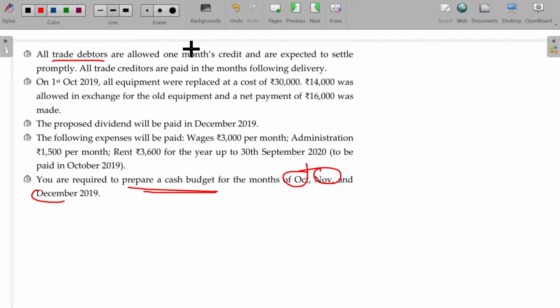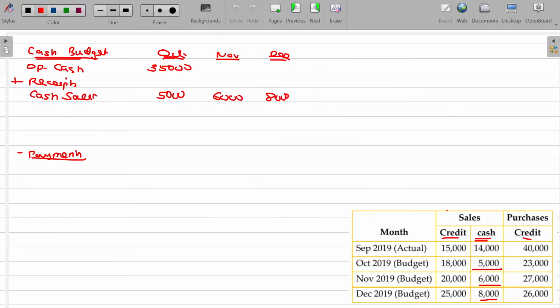All trade debtors are allowed 1 month's credit and expected to settle promptly. All trade creditors are paid in the month following delivery. So in case of trade debtors, 1 month later they will settle promptly. There is no bad debt. In case of creditors, whatever goods we purchase, we have to make the payment in the following month. Means 1 month credit. So for both cases, 1 month credit is there.